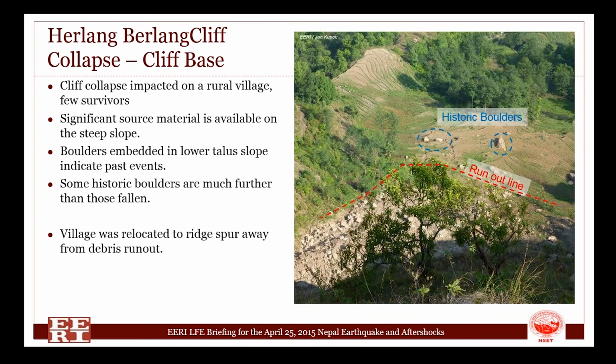Looking at the current runout areas in red dashed, that's where the majority of the current debris stopped, but historic boulders are showing much further down slope, which indicates that there may have been events in the past that exceeded the current damage to the cliff itself. Fortunately, the village that was buried underneath it was relocated to a spur far away from the current debris runout, in a relatively safer area.